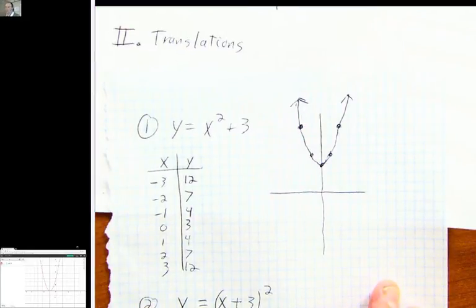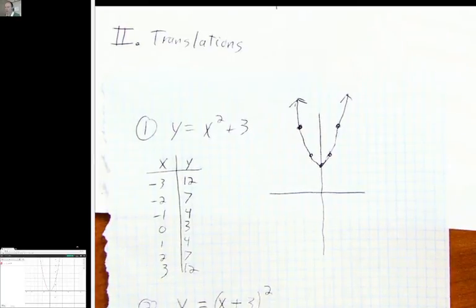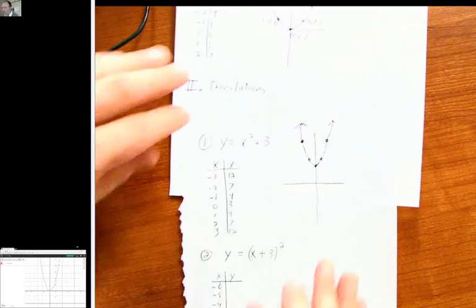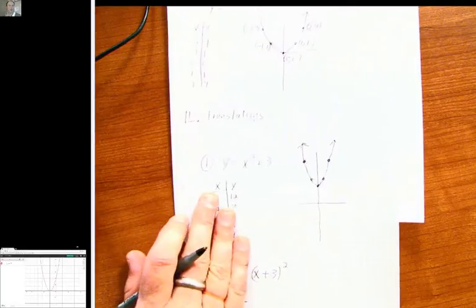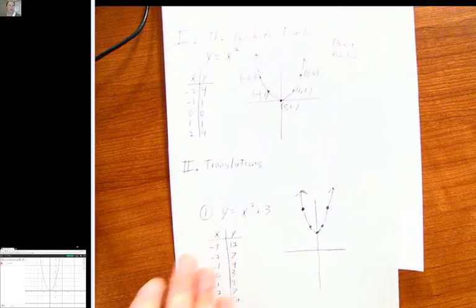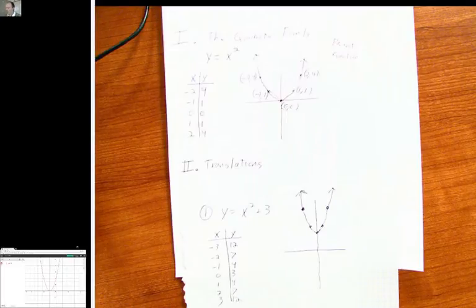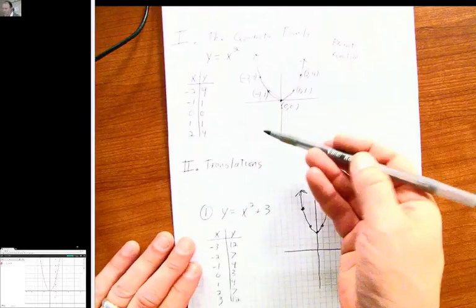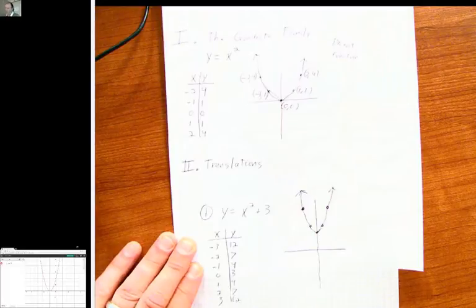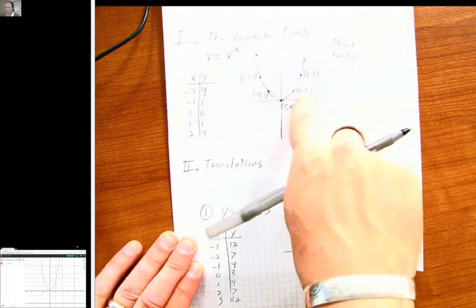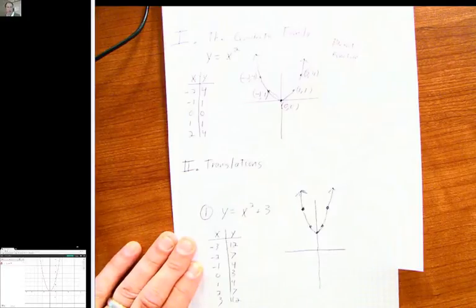Anyway, I have a graph that looks like this. If you compare this graph to y equals x squared, our original graph, the two graphs look basically the same. The only thing that happened is that this graph got shifted up 3. So all of these y values moved up a value of 3.